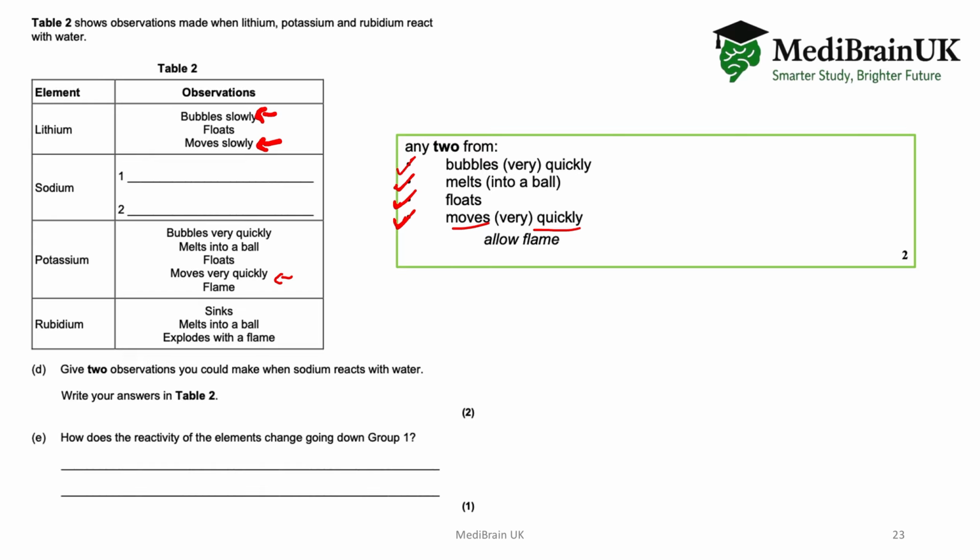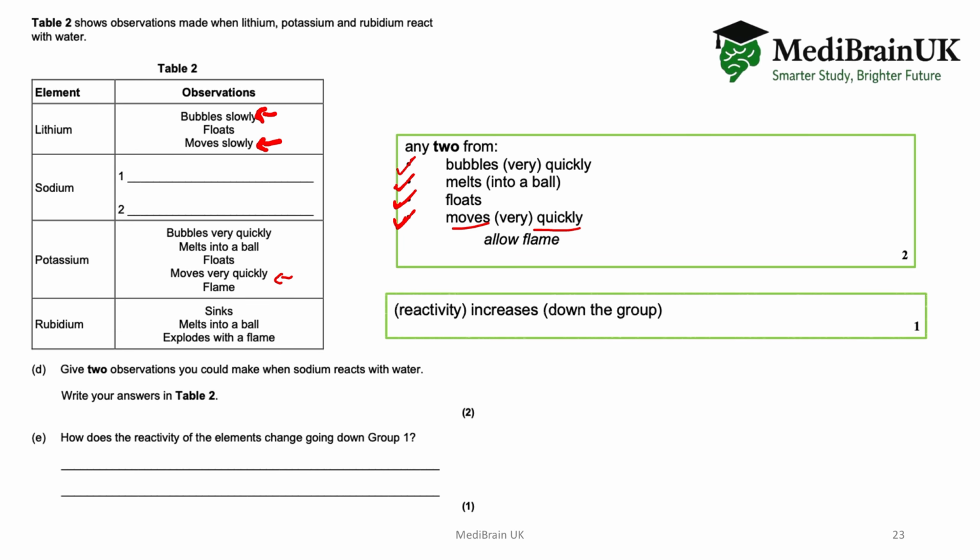Then it says, how does the reactivity of the elements change going down group 1? And as we've mentioned already, as you move down group 1, the reactivity of the elements increases. Okay, so there's where your marks are coming from in these two parts of the question.